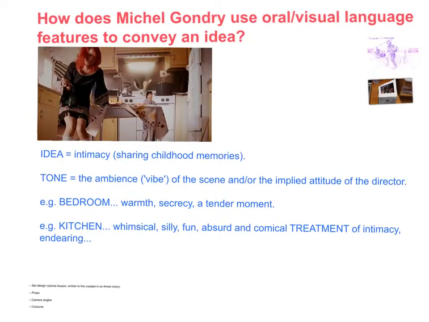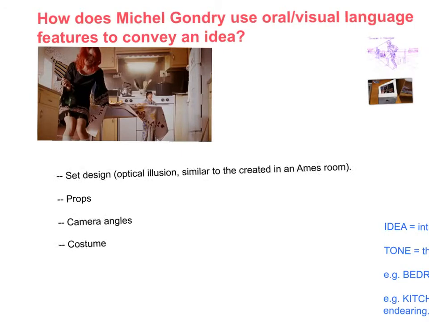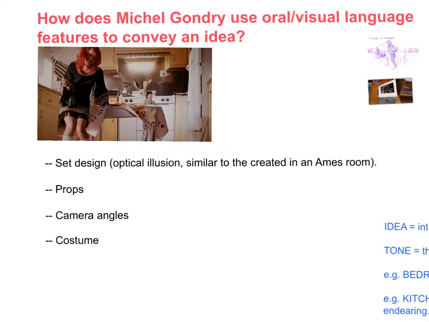In the kitchen scene, it's a whimsical, silly, fun, absurd and comical treatment of this idea of intimacy. The treatment of a theme is the vibe of how that scene comes across. Okay, so get that out of the way. And so how does Gondry get across this idea of intimacy?